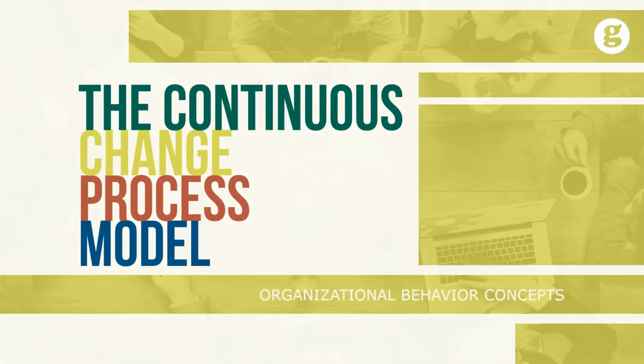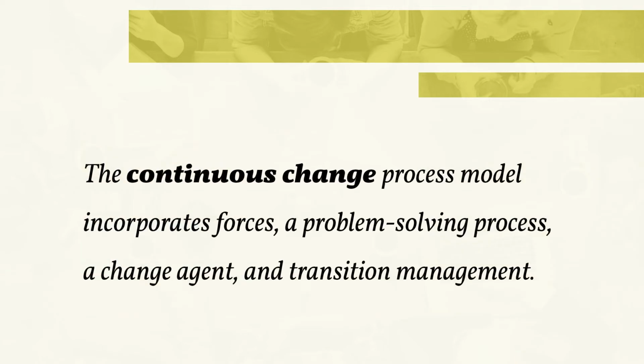Perhaps because Lewin's model is very simple and straightforward, virtually all models of organizational change start with this approach. However, it does not deal with several important issues, so let's take a look at the continuous change process model. The continuous change process model incorporates the forces for change, a problem-solving process, a change agent, and transition management. It takes a top management perspective and highlights the fact that in organizations today, change is a continuous process.